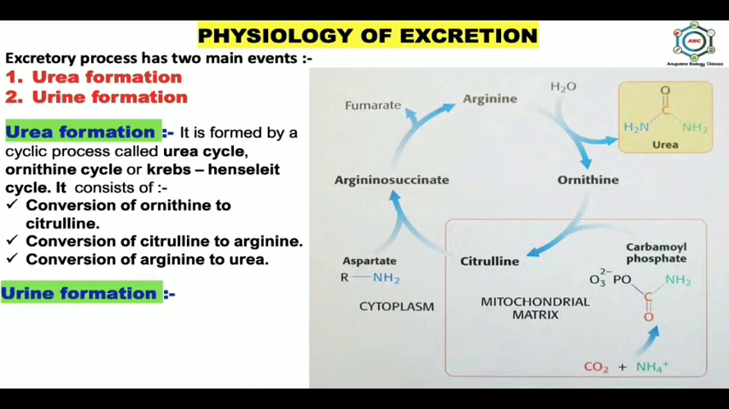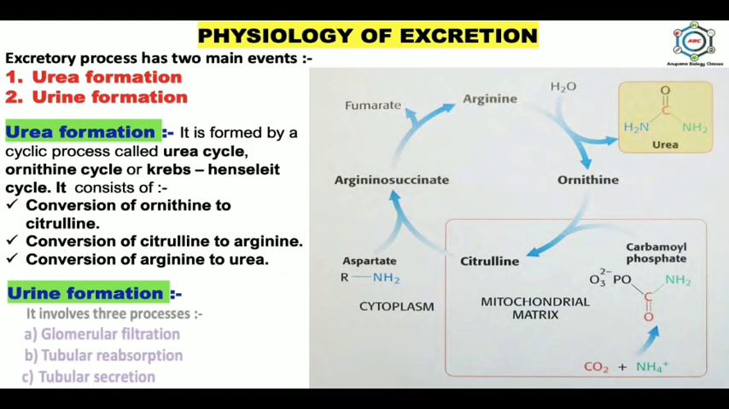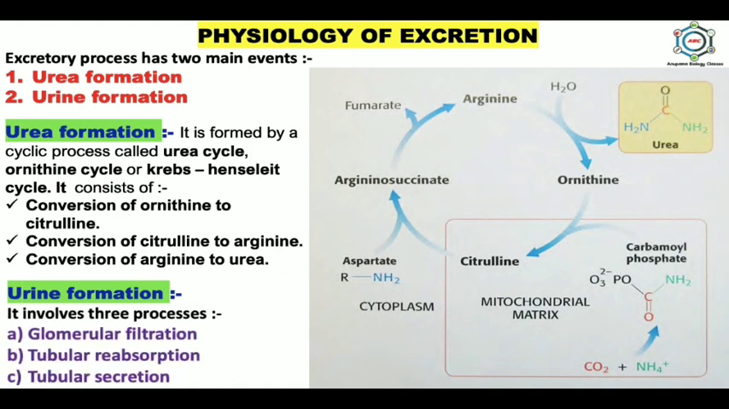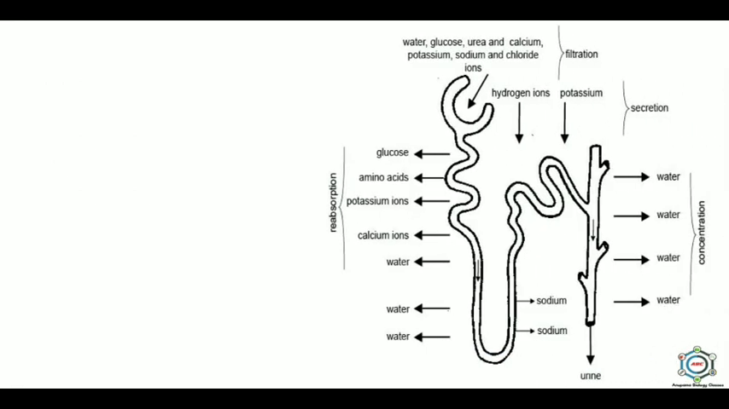After that the urine formation, and it has three processes. First one is the glomerular filtration, then the tubular reabsorption, and after that the tubular secretion. Now the first, in the picture you can see this is the complete structure of the urine formation, and the first one, that is the glomerular filtration.